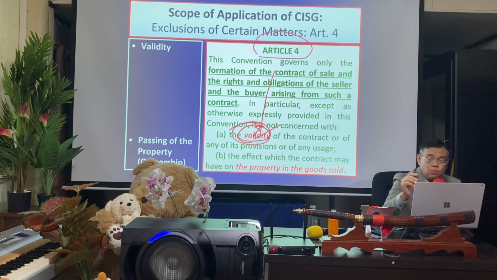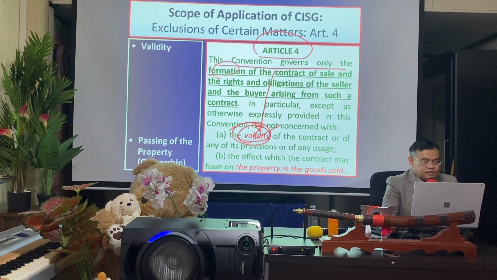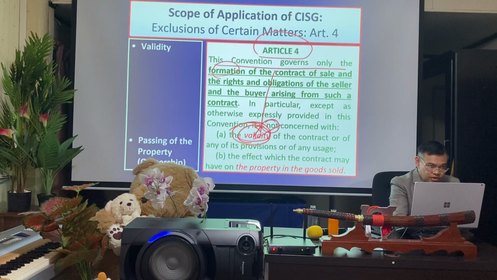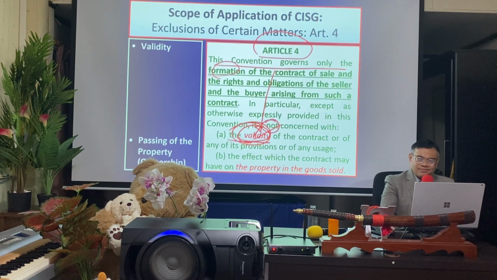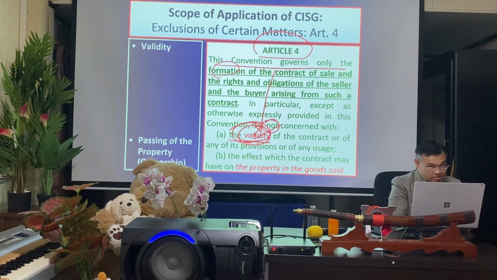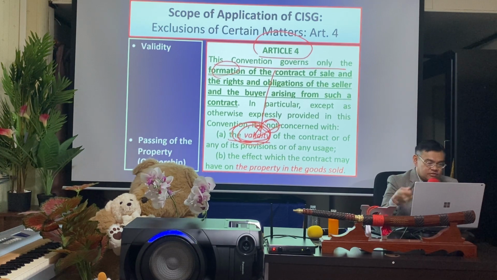This is according to Article 4 of the CISG. Article 4 says that this convention governs only the formation of the contract of sale and the rights and obligations of the seller and the buyer arising from such contract. In particular, except as otherwise expressly provided in this convention, it is not concerned with the validity of a contract. So if we deal with the question as to whether or not a contract is void or voidable for some reason, we will have to determine that matter by reference to the domestic law, not the CISG. We have to consider that by reference to the law outside the CISG.